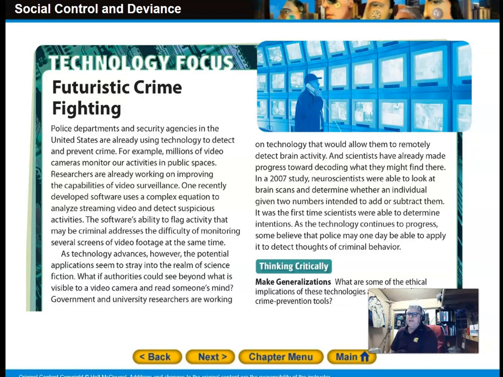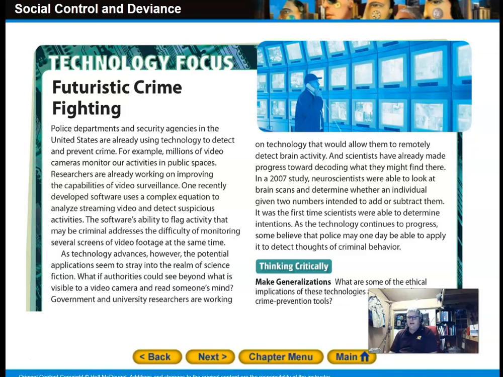Police departments and security agencies in the United States are already using technology to detect and prevent crime. For example, millions of video cameras monitor our activities in public spaces. Researchers are already working on improving the capabilities of video surveillance. One recently developed software uses a complex equation to analyze streaming video and detect suspicious activities. The software's ability to flag activity that may be criminal addresses the difficulty of monitoring several screens of video footage at the same time. As technology advances, however, the potential application seems to stray into the realm of science fiction.